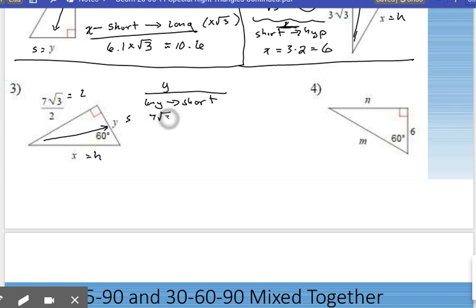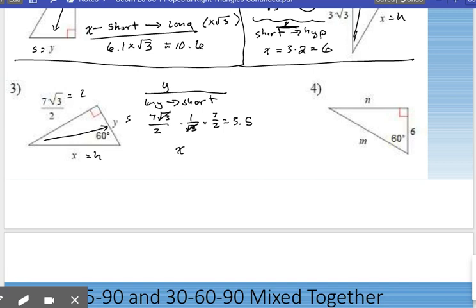So 7 square root of 3 over 2 divided by the square root of 3. Well, these square roots of 3s are going to cancel each other out. And I'm going to be left with 7 over 2. 7 divided by 2 is 3.5. Okay. So I got my short side.